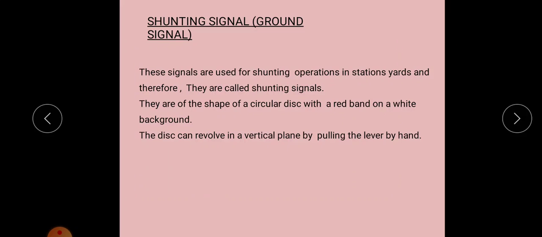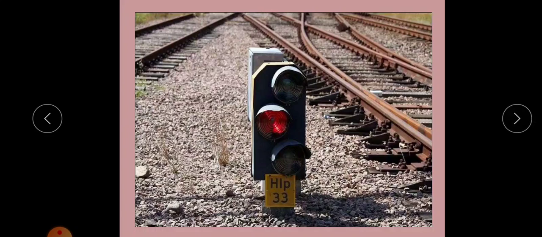Next is the shunting signal or ground signal. These signals are used for shunting operations in station yards, and therefore they are known as shunting signals. In station yards, a train may be parking or departing from that station after refilling the oil, etc. So these are known as shunting works. These shunting signals are used to indicate these shunting operations in station yards, and they are in the shape of a circular disc with a red band on a white background.